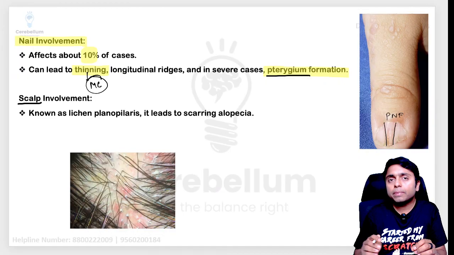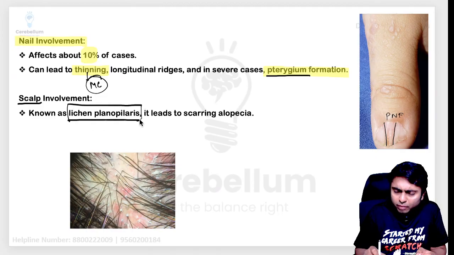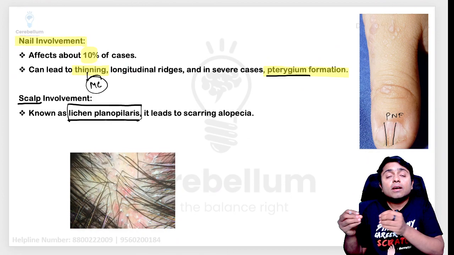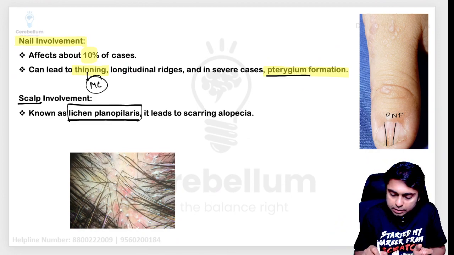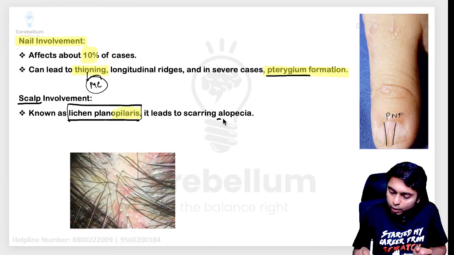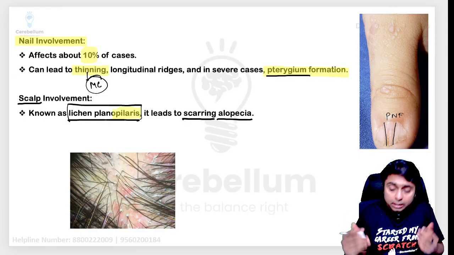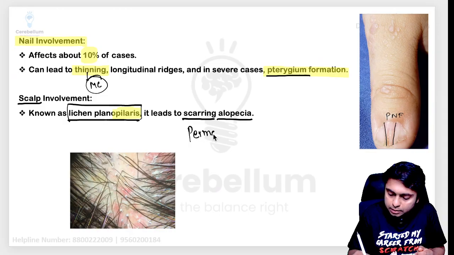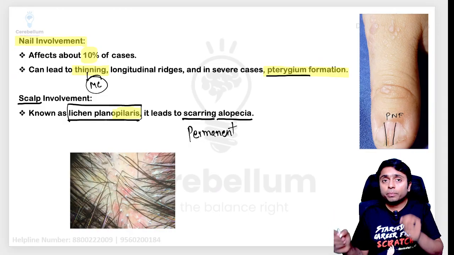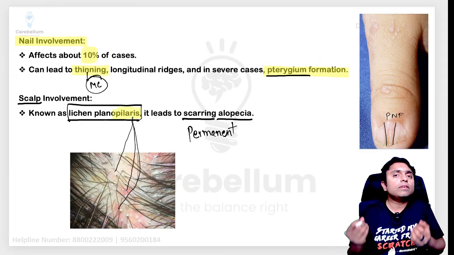And in the scalp involvement, remember there is going to be lichen planopilaris, which is lichen planus of the hair follicles. So pilaris is the hair follicles, and remember, very important, whenever the scalp is affected by lichen planus, there is going to be alopecia, hair loss, and this hair loss is going to be scarring alopecia. That is permanent hair loss will occur in these individuals. You are able to see the hair follicles appearing erythematous and inflamed because this is an inflammatory condition.